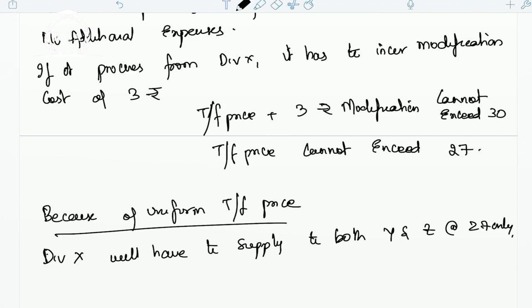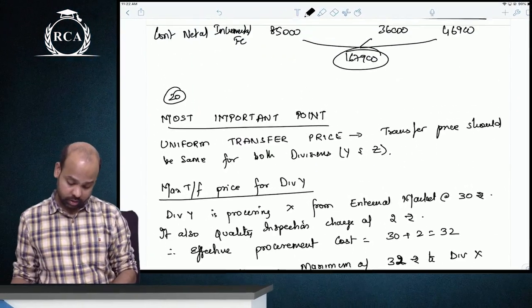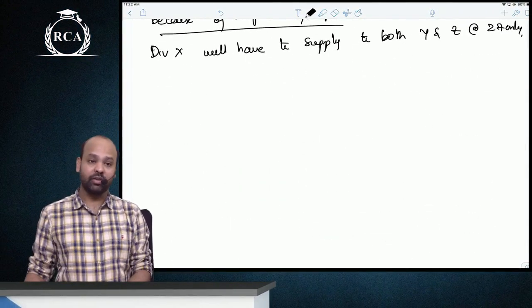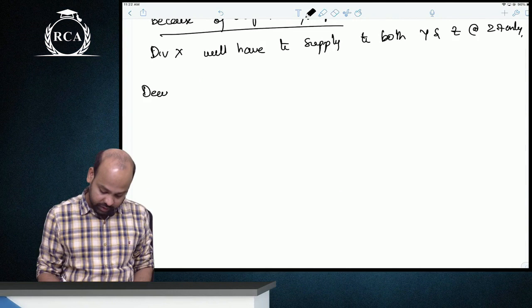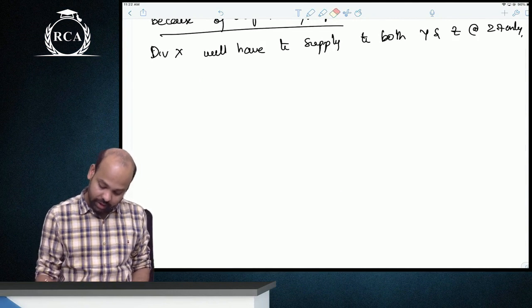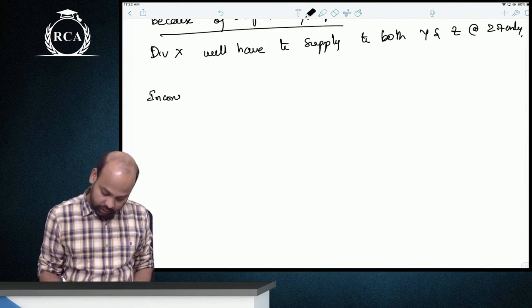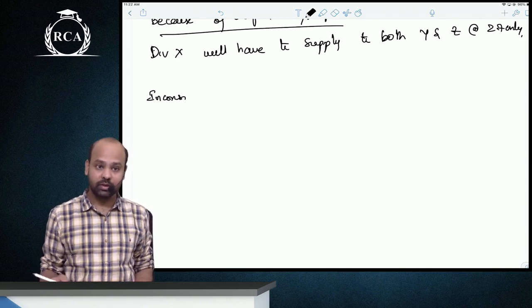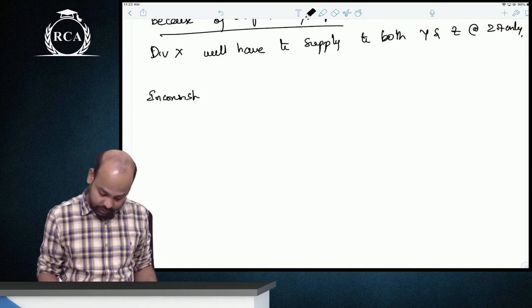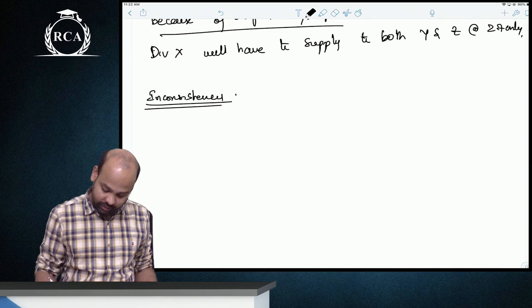Yes guys, I hope you're all done with this. Now we will have to decide whether increasing capacity is beneficial. First, let me tell you what the inconsistency in the question is. What is the inconsistency in the question, guys? Now you're not supposed to write this in the examination. This is only for our understanding. Inconsistency in the question, guys.